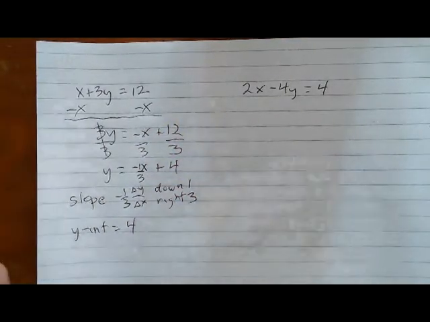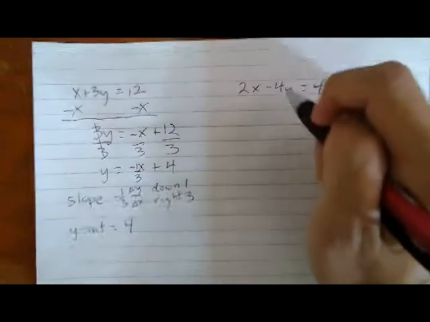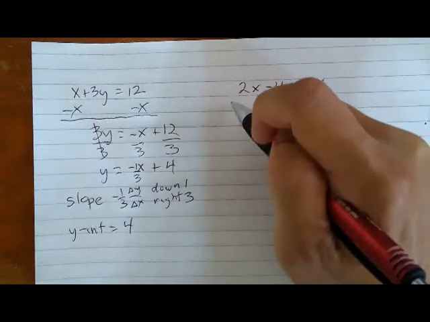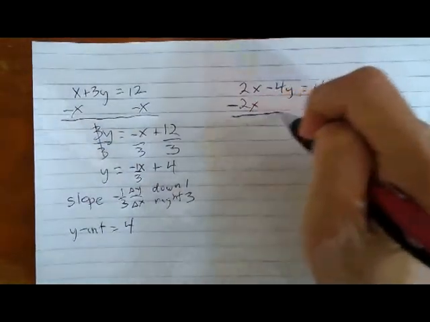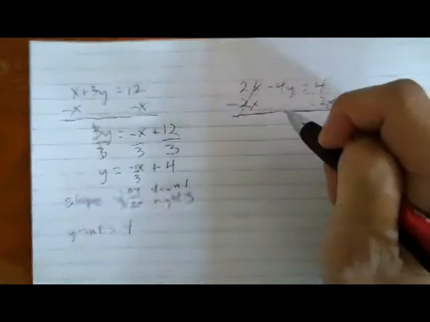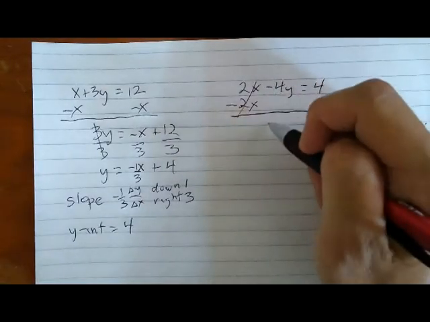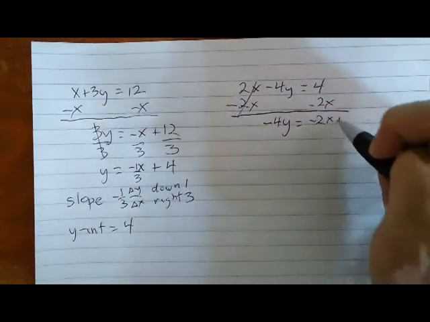Okay, we need to do it again for the second equation. We need to get this negative 4y by itself. We need to get rid of that 2x. Subtract 2x on both sides. Okay? As I pointed out before, don't forget there's a negative here. It's a negative 4y equals negative 2x plus 4.